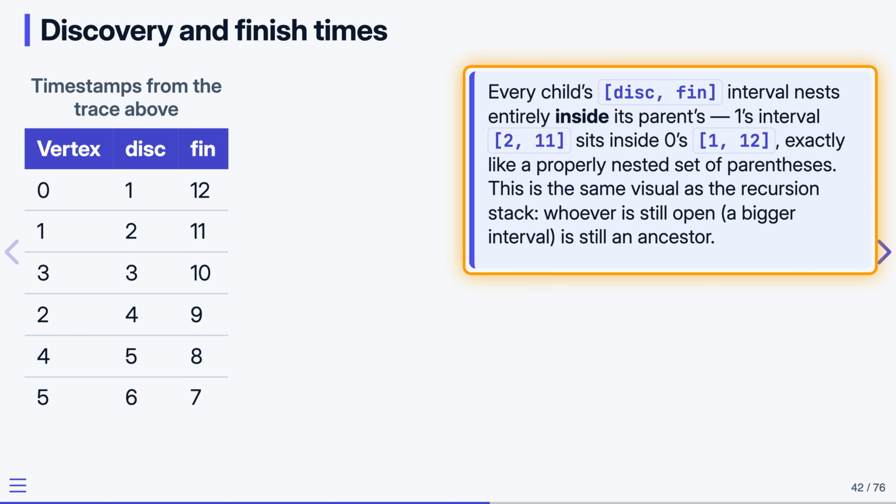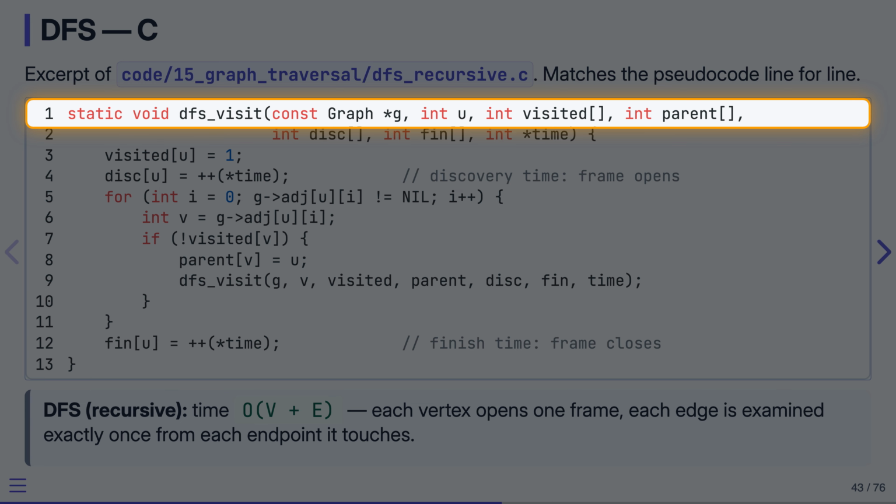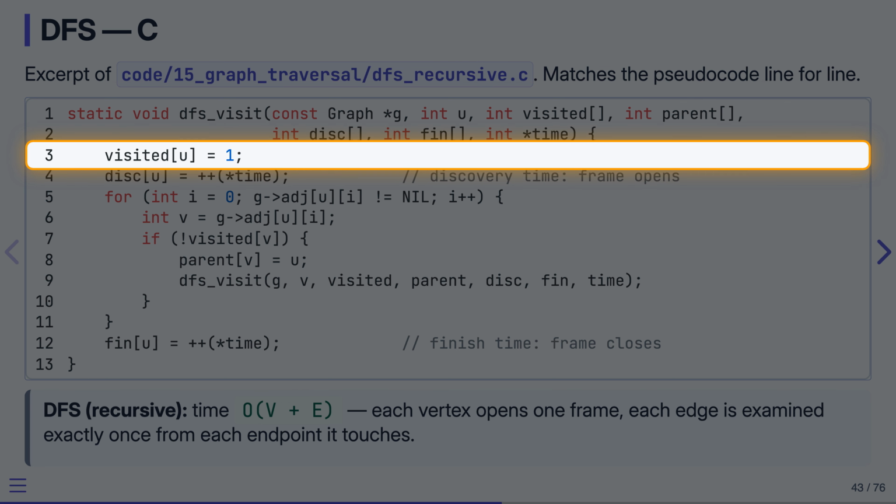This is the recursive DFS in C. It matches the pseudocode line for line. The function is called DFS visit. It takes the graph, the current vertex U, and the bookkeeping arrays: visited, parent, discovery times, and finish times. It also takes a pointer to the shared time counter. First, it marks the current vertex as visited. It sets visited at U to 1.